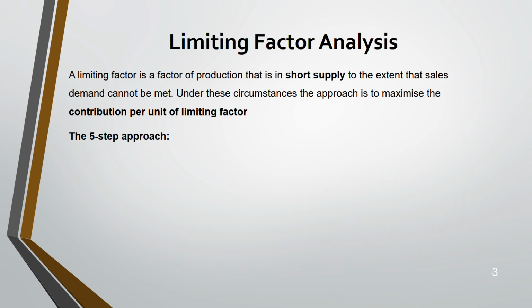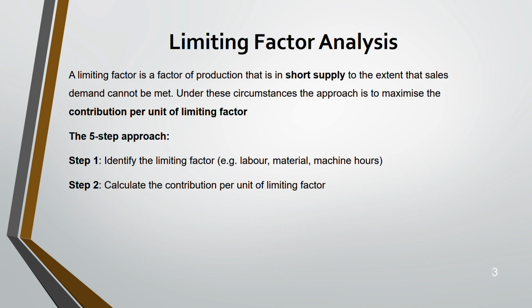There are 5 steps to do this, and in your performance management exam, if limiting factor is given, you should know these 5 steps in order. Calculations have to be done in this topic. First step, you have to identify the limiting factor. It could be labor, material, or machine hours. Step 2, contribution per unit of limiting factor. Step 3, rank the products according to the contribution. Highest contribution is ranked first.